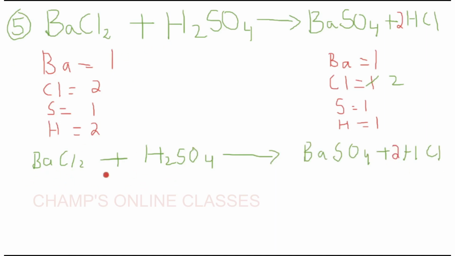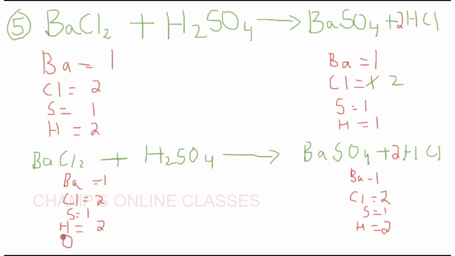Now let's count the atoms again. Ba was already balanced. 1, 1. Chlorine, we have balanced it in our first step. There's 2, there's 2 on the product side. Okay, then sulfur. It was earlier 1 and still it's 1. Nothing changed in that. Then hydrogen. There was 2 before, but now because we multiplied 2 to HCl, even on the product side there's 2.